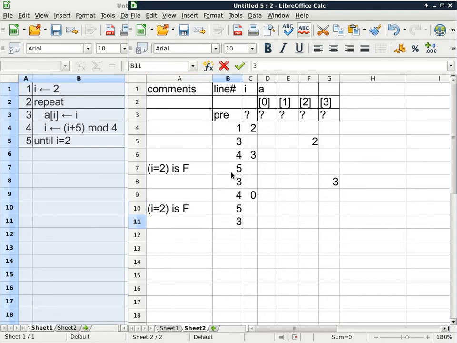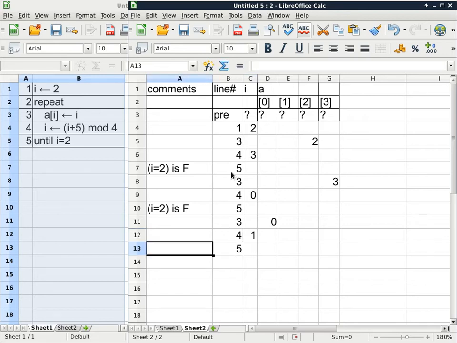Then we go to line 3 again. So this time we go to a bracket 0, change its value to 0. Then we go to line 4. And this time we have 0 plus 5, which is 5. 5 mod 4 is 1. Okay. So I becomes 1.